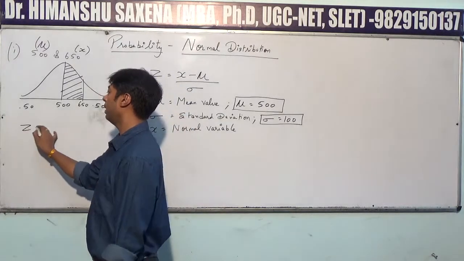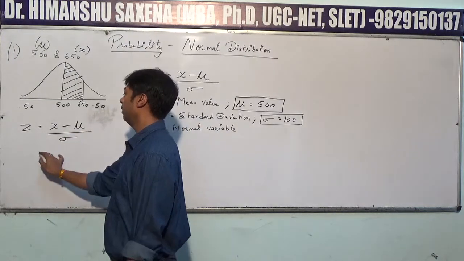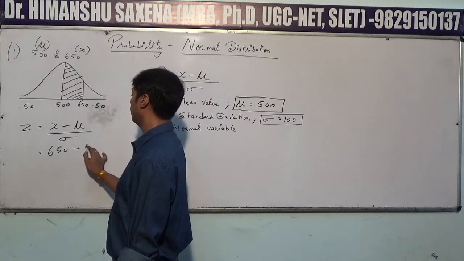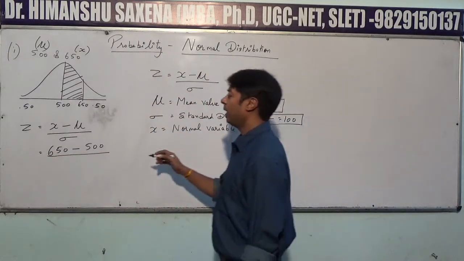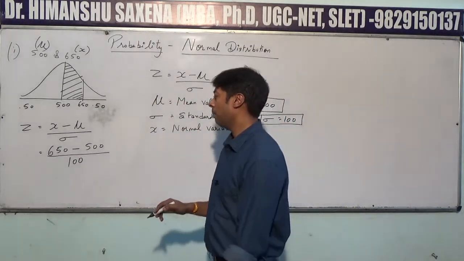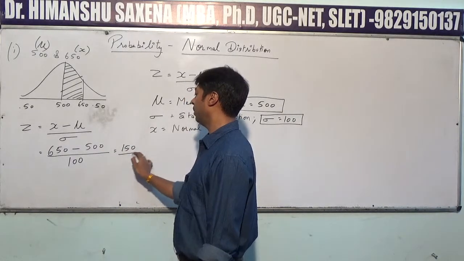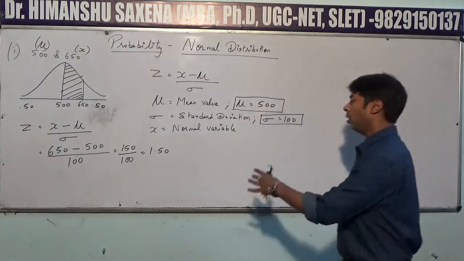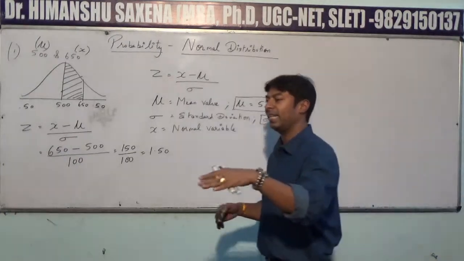Now you will have to apply the main formula, which is x minus mu upon standard deviation. The value of x is 650, minus mean. It will always remain 500 in this particular problem, and the value of standard deviation is 100. Now 650 minus 500 upon 100 will be equal to 150 upon 100, or in simple words equals 1.50.